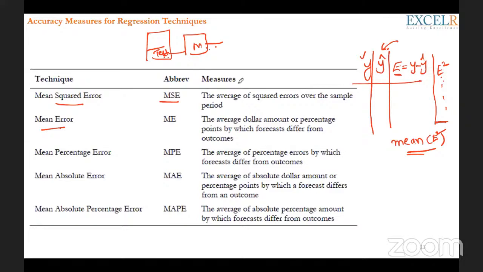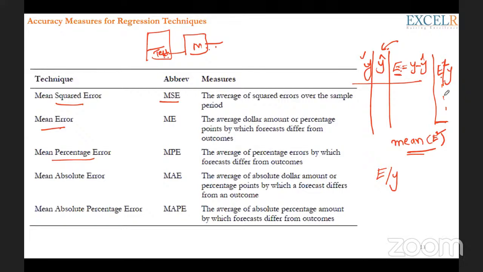We'll discuss the measures for classification later. And then mean percentage error, MPE. The mean percentage error is basically, after computing this E, compute one more term, E by Y. See how much percentage of error there is with respect to the original Y. So that is simply E by Y.